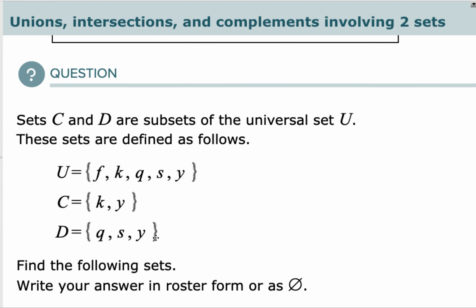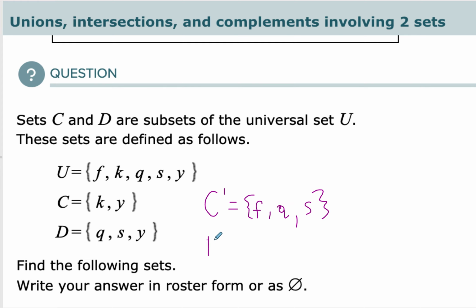It says sets C and D are subsets of the universal set U. So the universal set is F, K, Q, S, and Y. These five letters are the only letters in this set. C is the set K and Y. D is the set Q, S, and Y. When I'm given sets like this, it might behoove me to know what's not in set C. Because currently we've got K and Y, so what's not in set C looks like F, Q, and S.